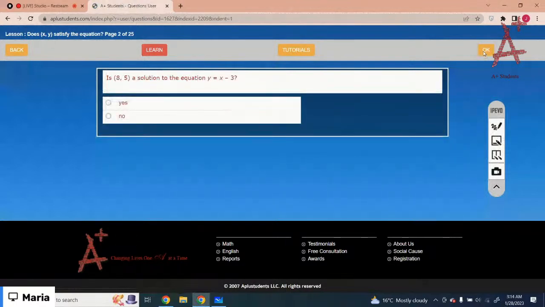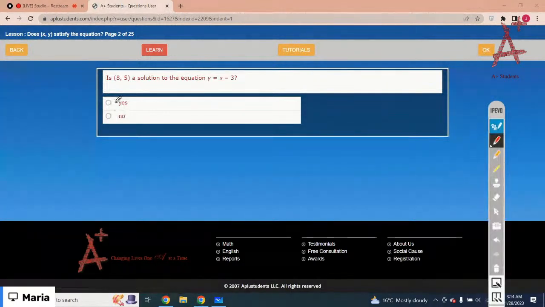Okay, is (8, 5) a solution of the equation? Just put the values. x is 8 and y is 5. So just put the values: y equals 5 equals 8 minus 3. So it would be 5 equals 5. So both sides of the equation are equal. The answer is yes. Got it?